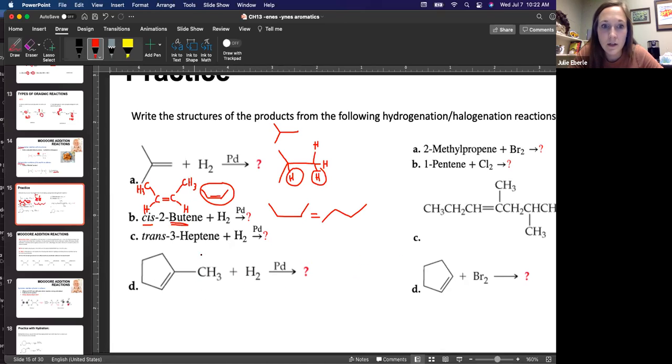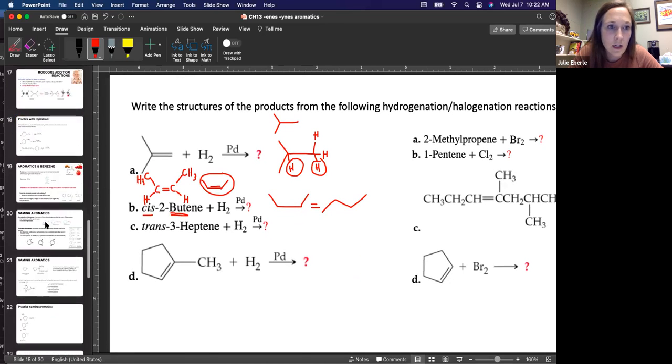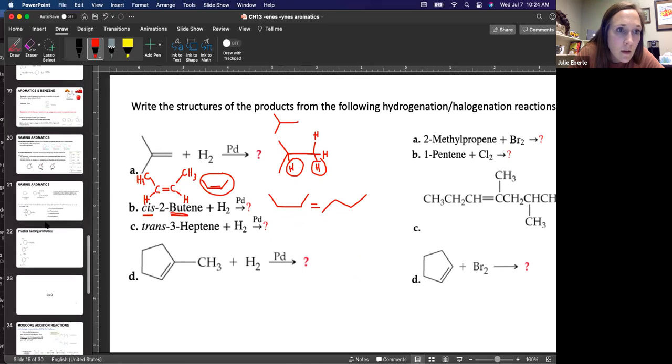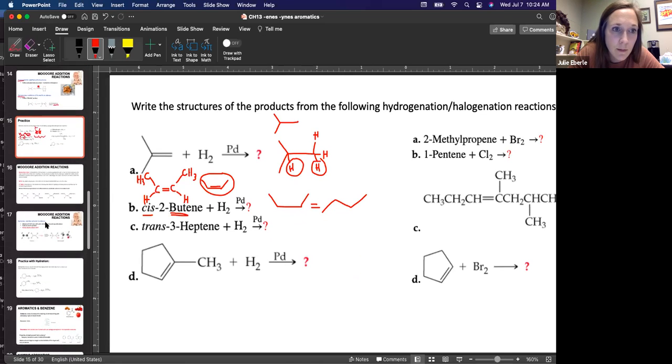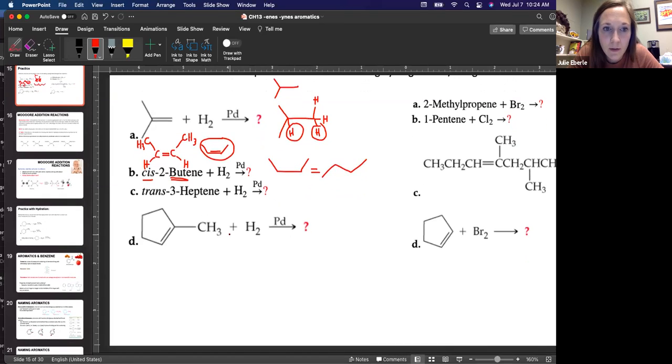C is going to be trans-3-heptene. We're probably getting close on time. After this slide, we'll take a break, and then we'll pick up. Okay, let's draw trans-3-heptene. I'm going to come down here at the bottom and draw C right down here, just to have more space.